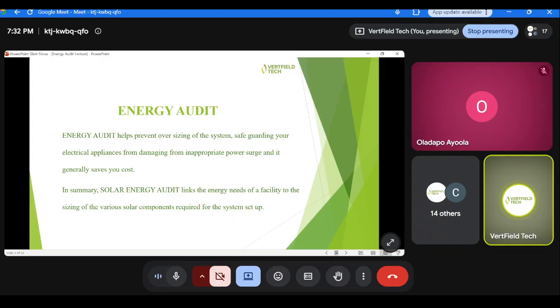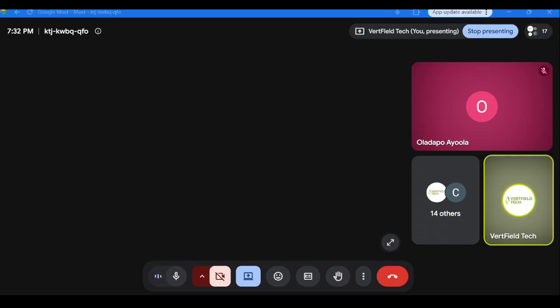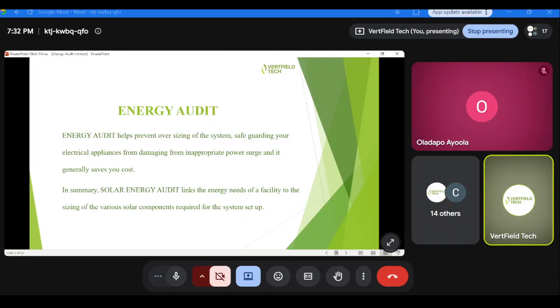When we talk about energy audit safeguarding your appliances, it also means that it provides safety and security to your solar system. How? By helping you to size your various safety tools and gadgets. I believe you all can hear me.